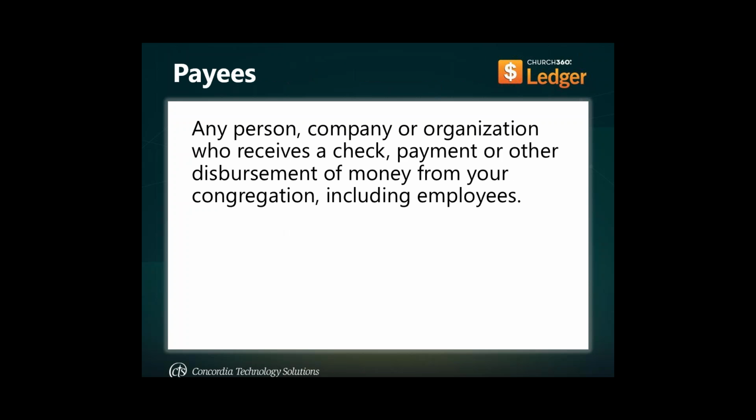So what are payees? Anytime that we create a transaction to pay somebody, we're going to attach a payee to this person. A payee is going to be any person, company, or organization who receives a check, payment, or other disbursement of money from the congregation. So this would include employees. Inside of Church360 Ledger, you're going to have a list of payees, and these are just your people, companies, or organizations that you're going to send out payments to.